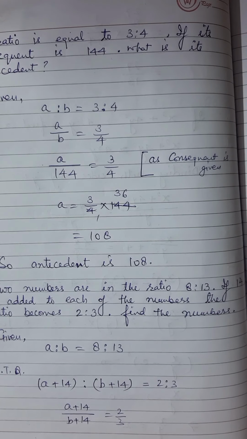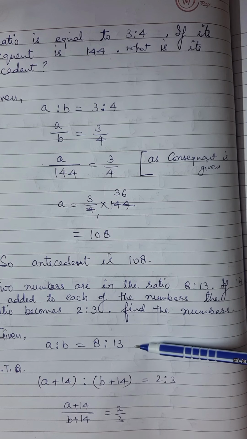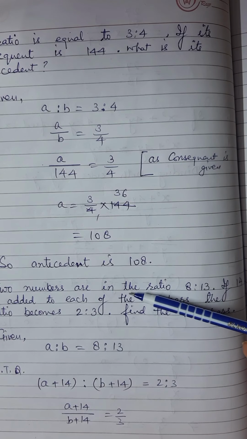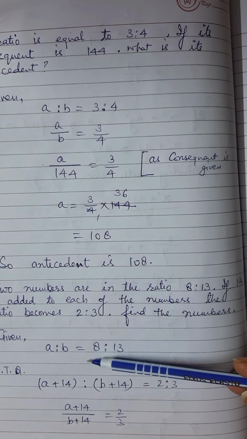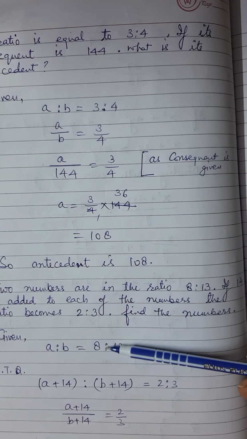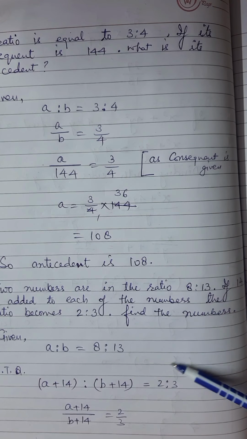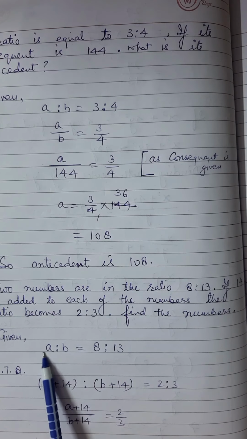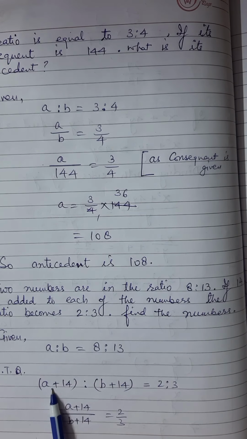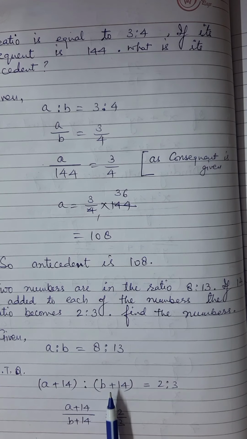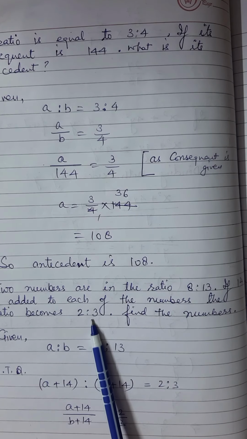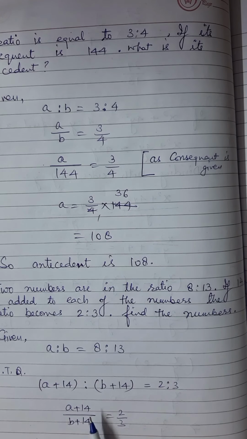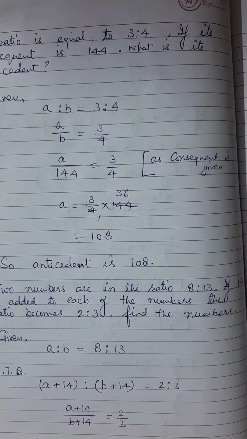Find the numbers. So as you see the given, if we have two numbers A and B, then A is to B is 8:13. And according to the question, we have to add 14 to both the first and second term. So it becomes A plus 14 ratio B plus 14 equals 2:3. This is the given new ratio. We can write it as (A plus 14) upon (B plus 14) is equal to 2 upon 3.